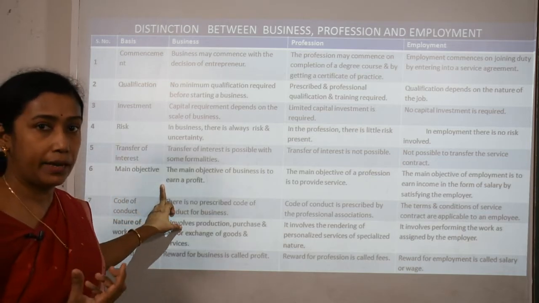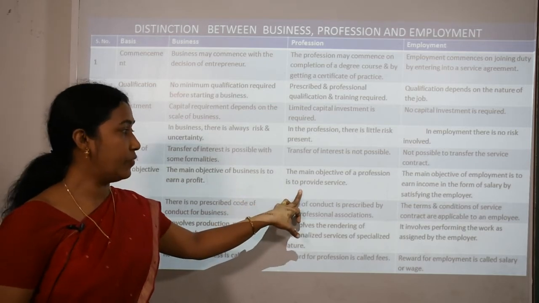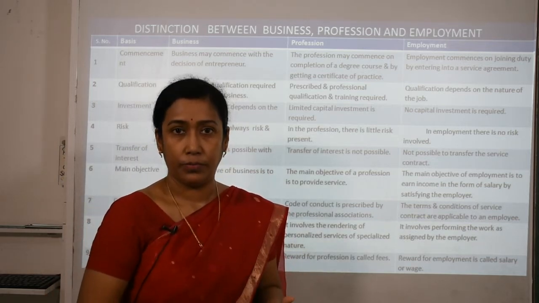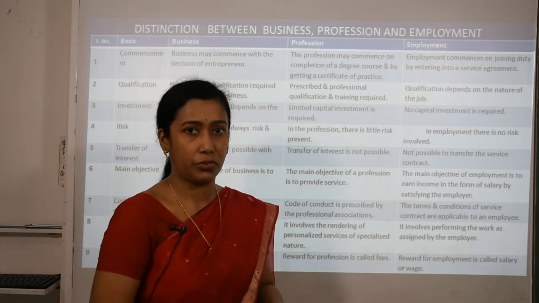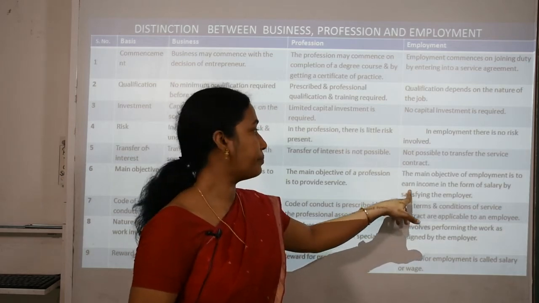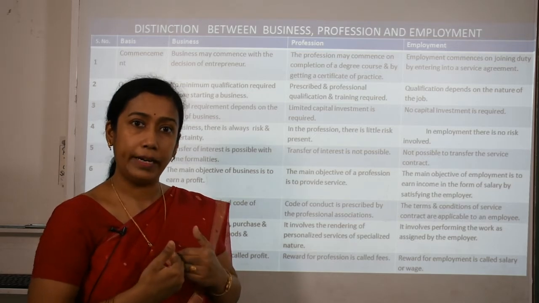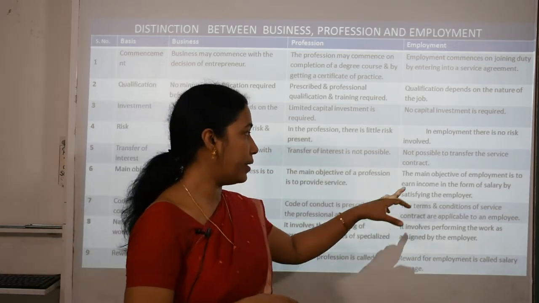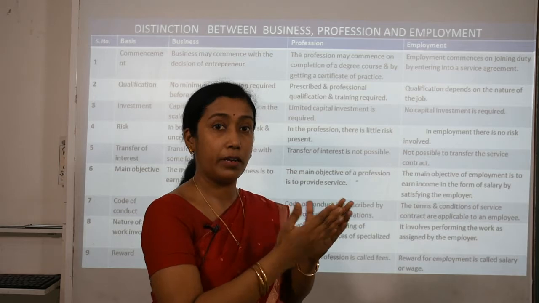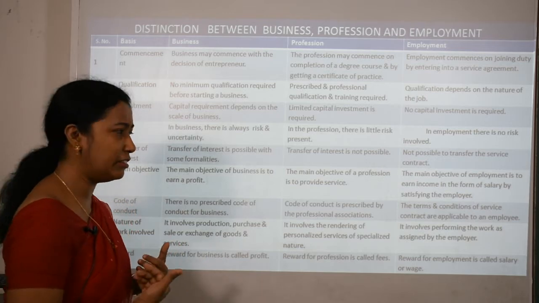Then the main objective, that is the aim. The main objective of business is to earn profit only. The main objective of a profession is to provide service, which means to give help, to serve the people or the society. This is the objective of all the professional degrees. Whereas the main objective of employment is to earn income. It depends on the individual. He wants to earn a salary, so he needs to satisfy his employer, and only then will he get the salary. So this is the main objective of employment, to satisfy the employer and to get the salary.